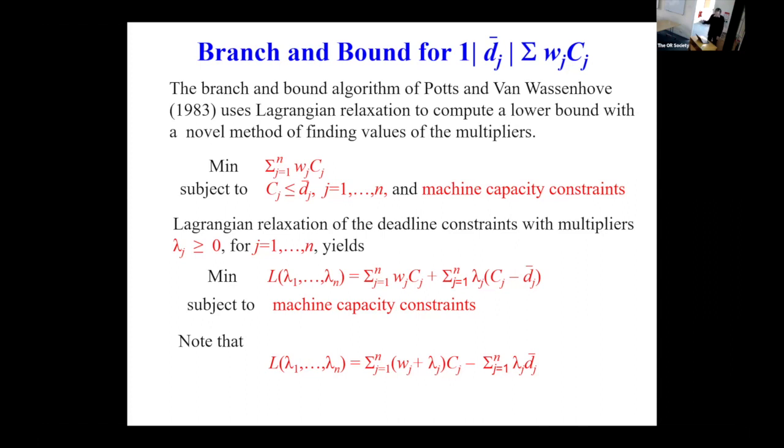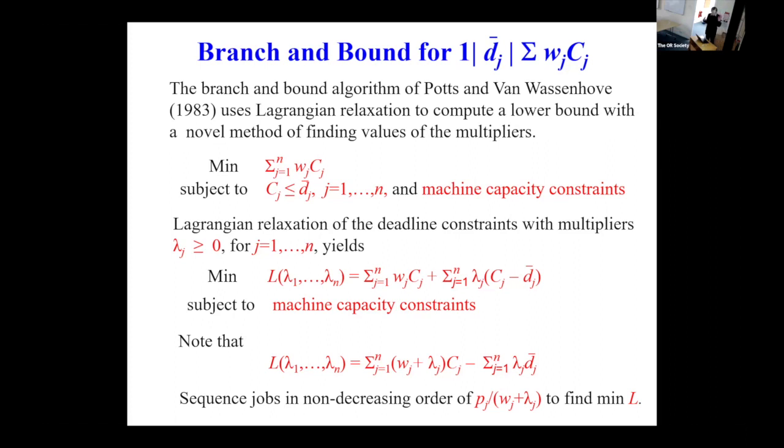So basically what you've got is the coefficients of the CJ now, just WJ plus lambda J, so you actually just change the weight by increasing it from WJ to WJ plus lambda J. So it's easy to see how to solve this problem: you just sequence the jobs in increasing order of PJ divided by WJ plus lambda J.